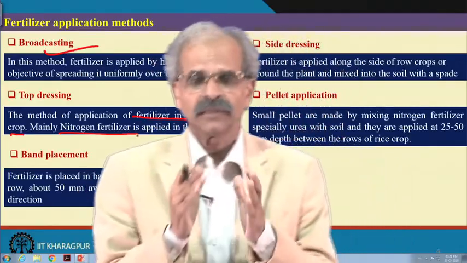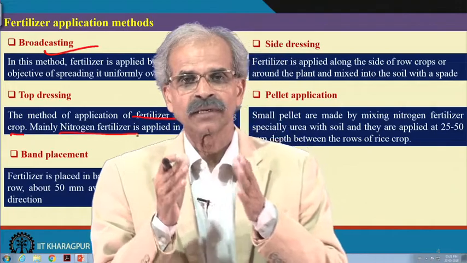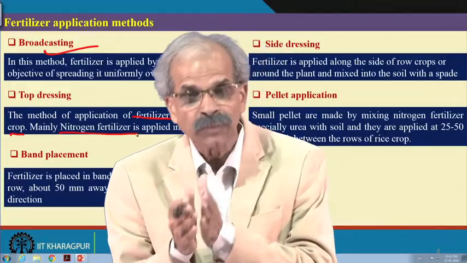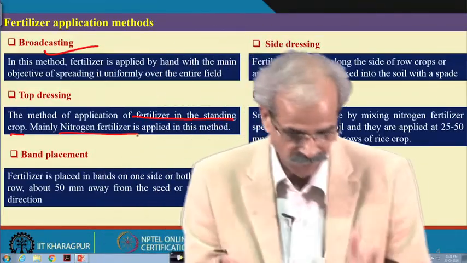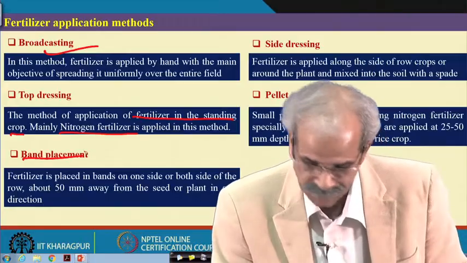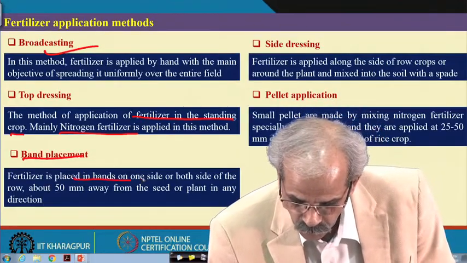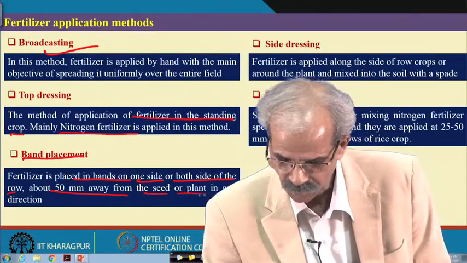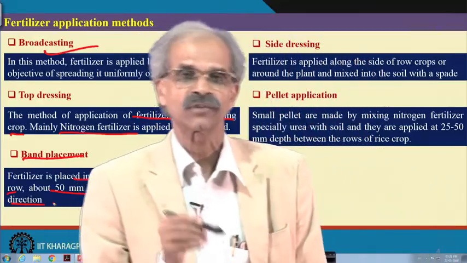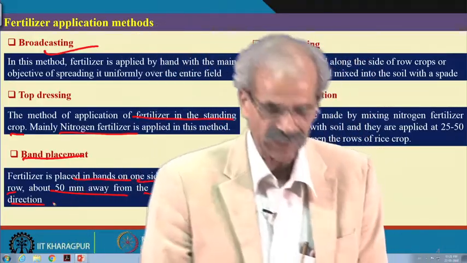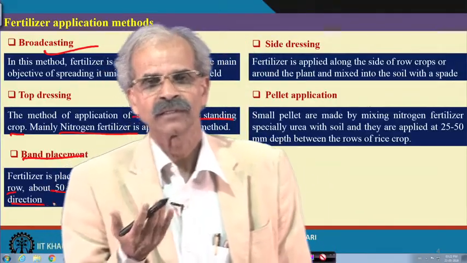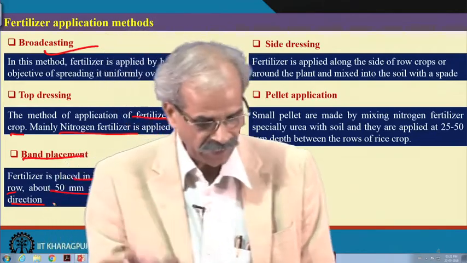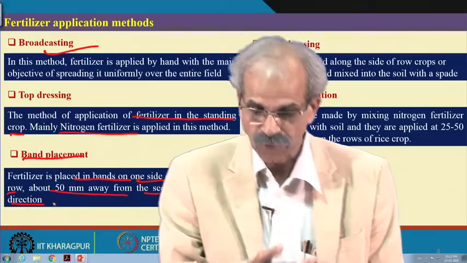And the band placement is where we are particularly talking with respect to the seed cum fertilizer drills, where the seed will be there and where the fertilizer will be there. That is very important. Fertilizer is placed in bands on one side or on both sides of the row, about 50 millimeter away from the seed or plant in any direction. You must understand band placement, otherwise the effect will not be on the seed, and many times the seed gets buried and does not come out and does not get the effect of the fertilizer.